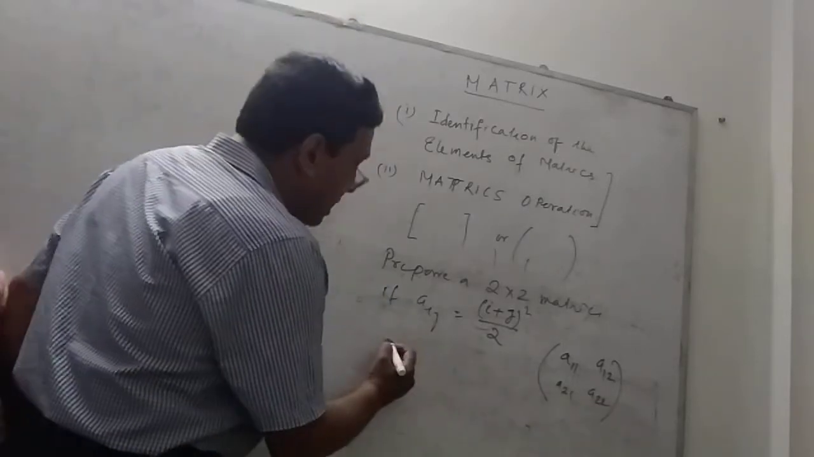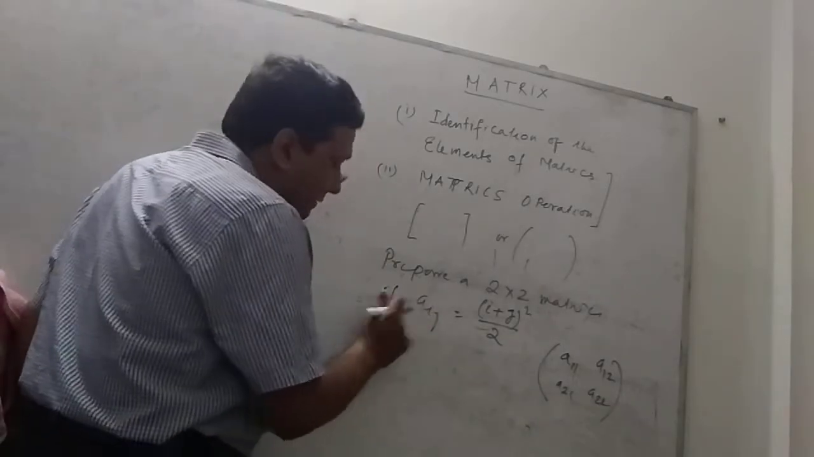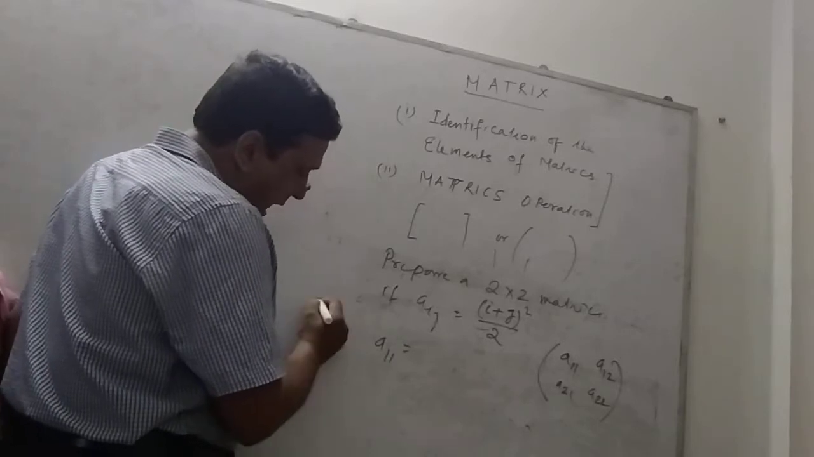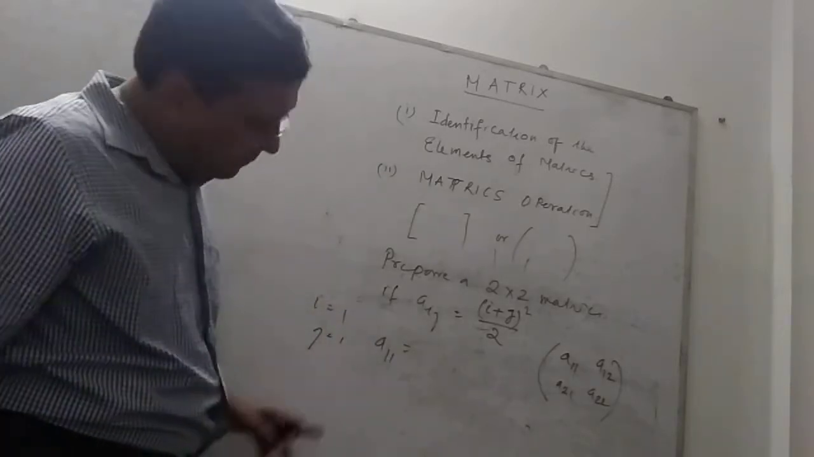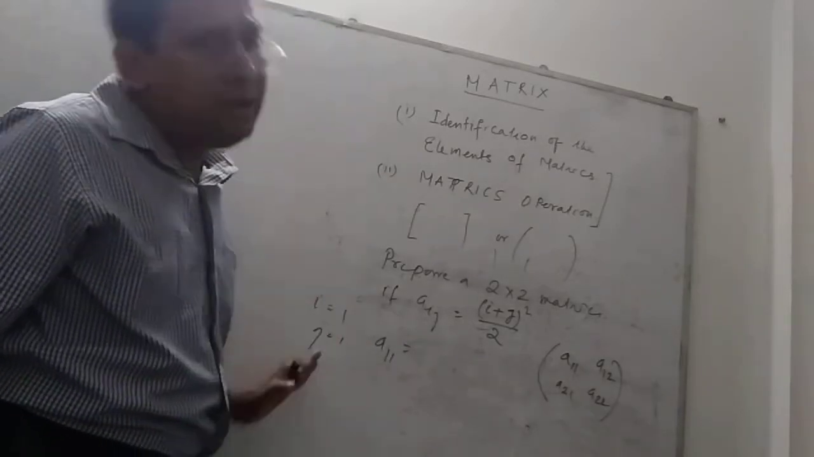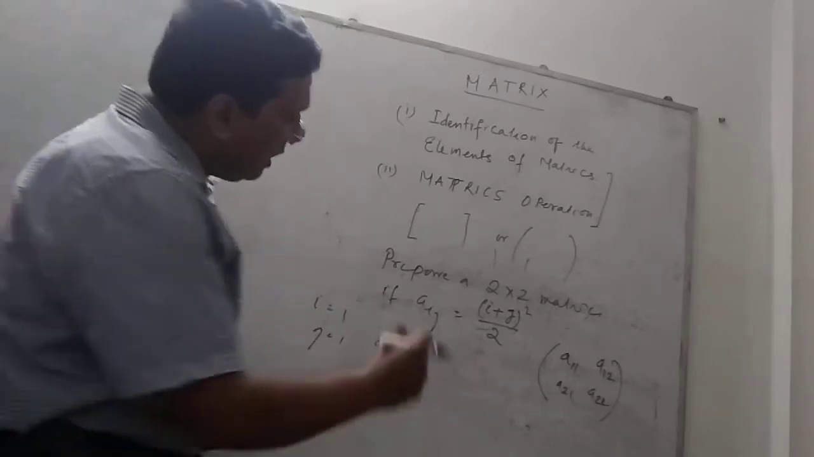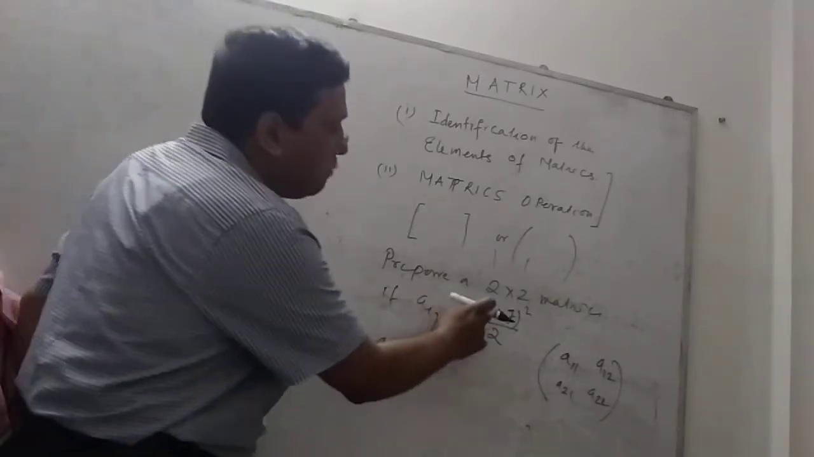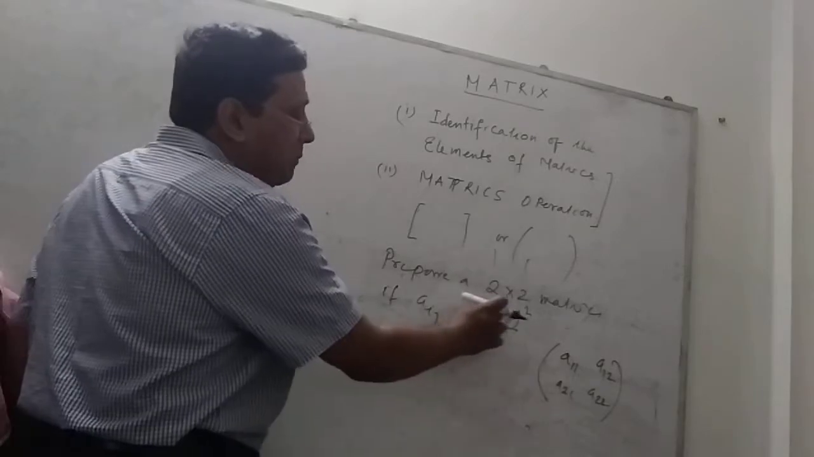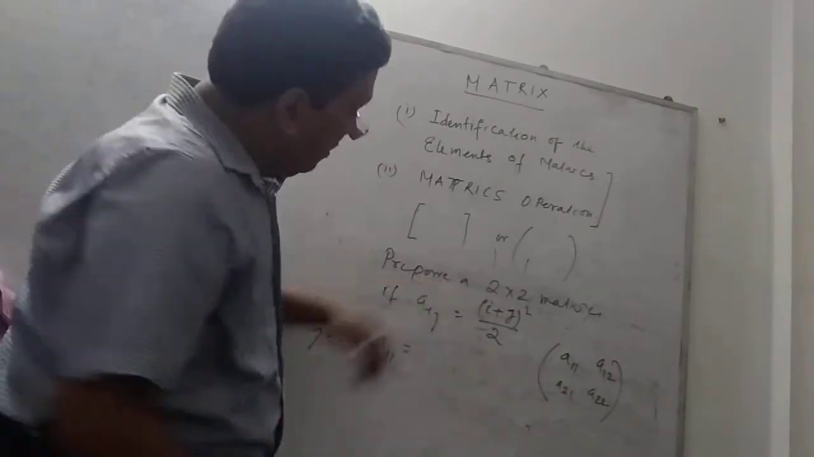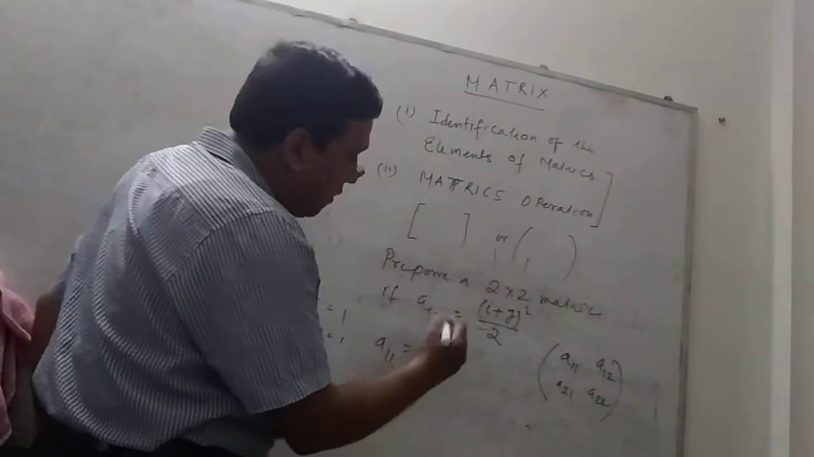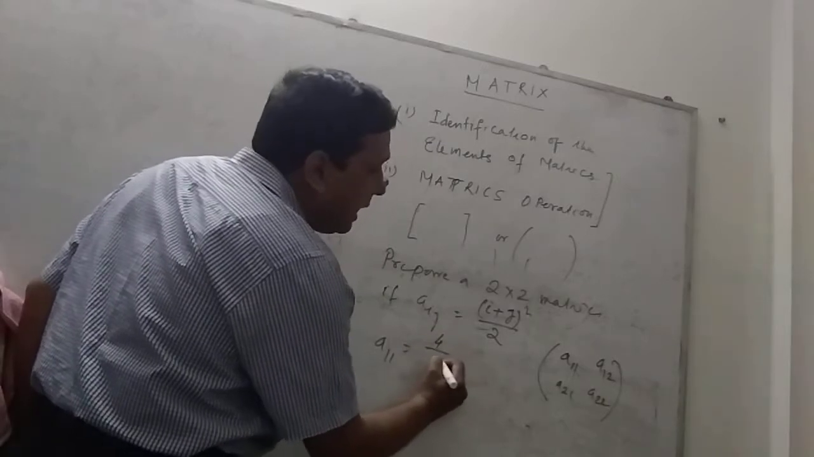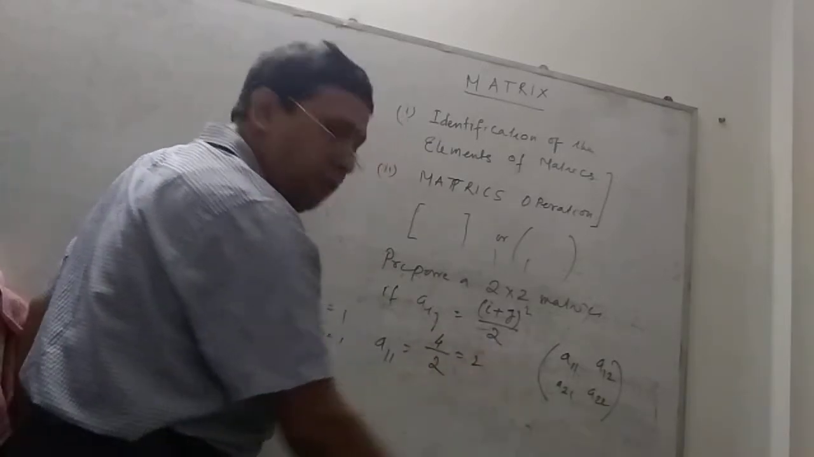So A11 means what? When i is equal to 1 and j is equal to 1. If I put this value 1, so 1 plus 1, how much? 2, and 2 square is 4. So I should write 4 over here and 2, and I get the value of A11.